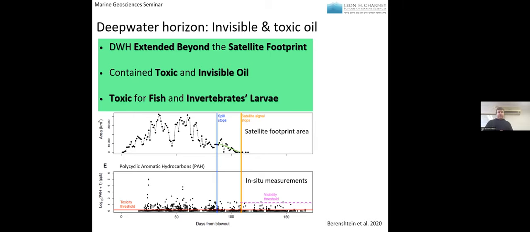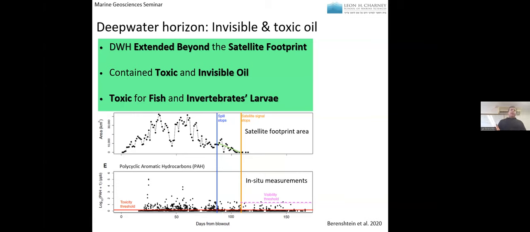So what we can see in the blue vertical line is the time where they managed to stop the spill. That was the 12th of July, 2010. So that was 87 days after the spill started. It started on April 20, 2010. And so from that point in time, you can see that the spill stopped.